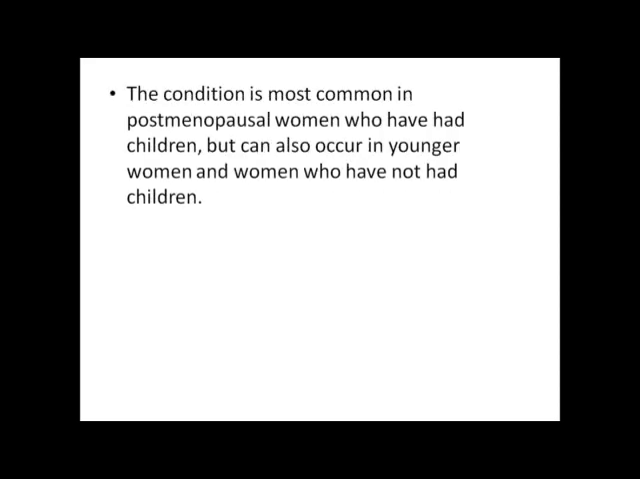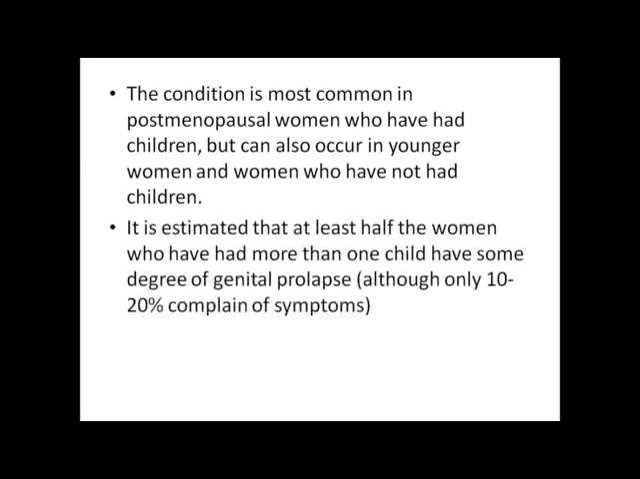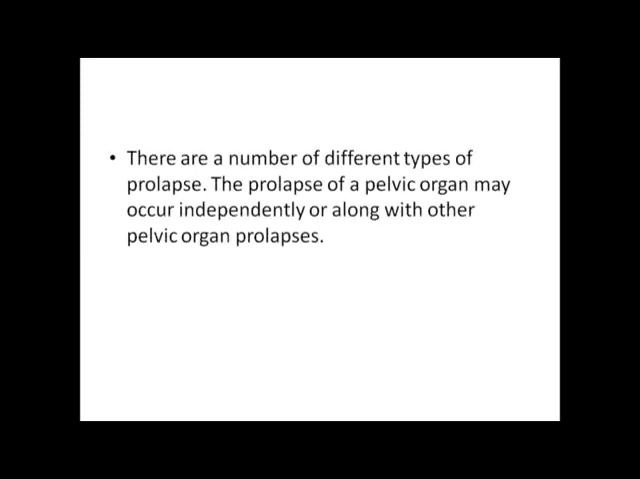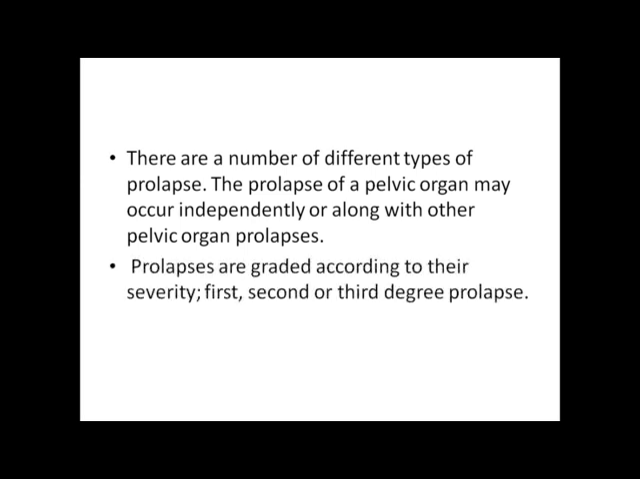The condition is most common in postmenopausal women who have had children, but can also occur in younger women and women who have not had children. It is estimated that at least half the women who have had more than one child have some degree of genital prolapse. There are a number of different types of prolapse. The prolapse of a pelvic organ may occur independently or along with other pelvic organ prolapse. Prolapse is graded according to severity: first, second, or third degree prolapse.